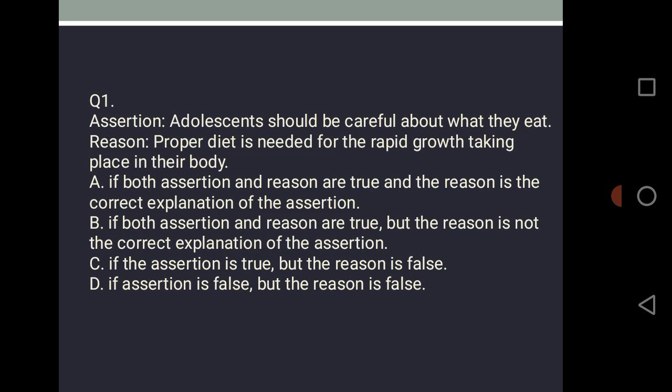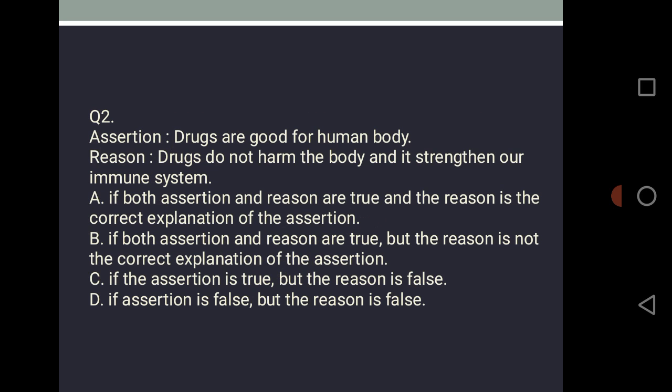Okay, students. Now, our question two is question number two, assertion. Drugs are good for human body. Reason, drugs do not harm the body and it strengthens our immune system.